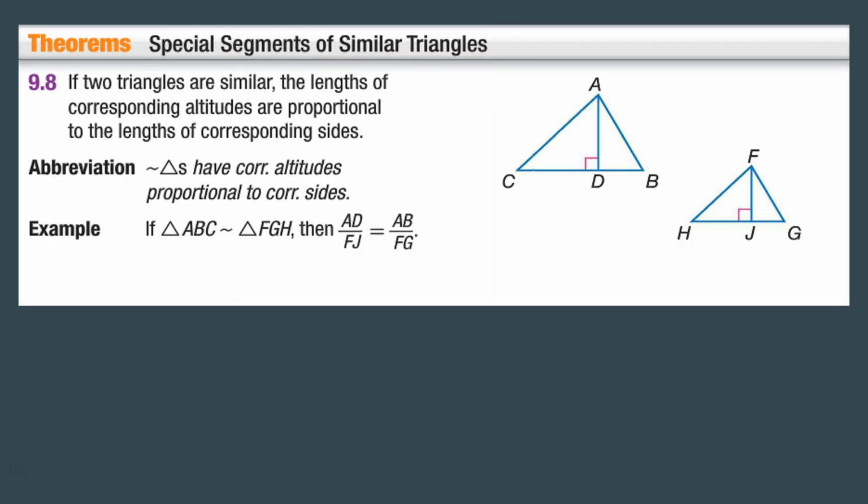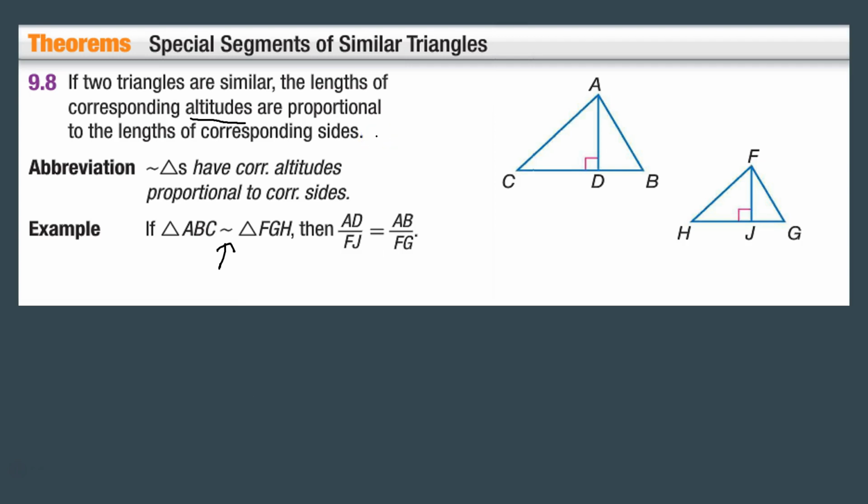Alright, so let's go over theorems for special segments of similar triangles. Our first theorem is: if two triangles are similar, the lengths of the corresponding altitudes are proportional to the lengths of the corresponding sides. So in our case, we have triangle ABC, which is similar to triangle FGH. Remember, this symbol here means similar.